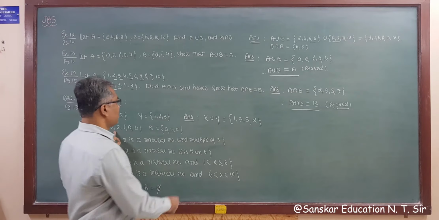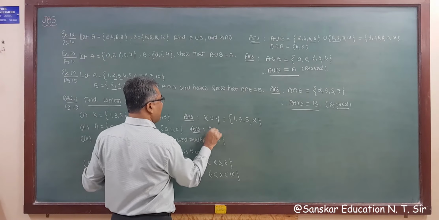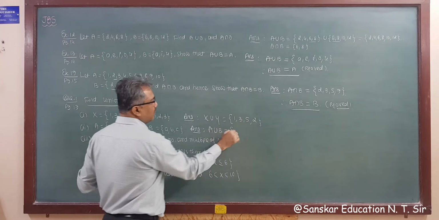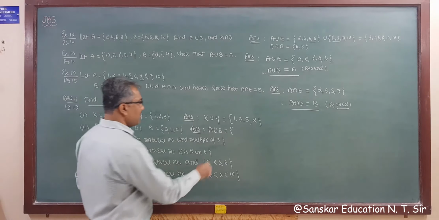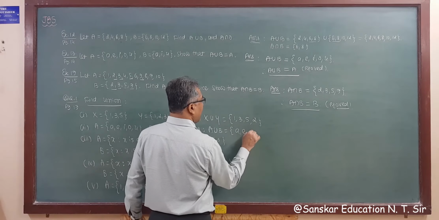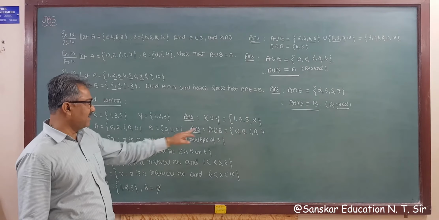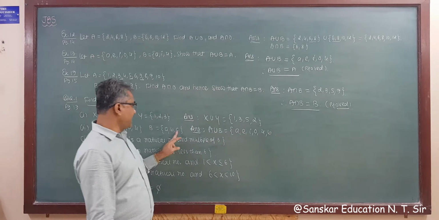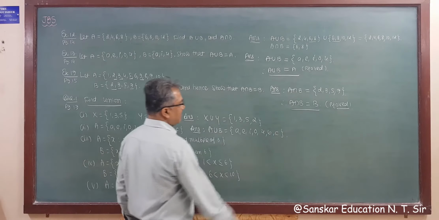Now for this one, A union B is equal to A, E, I, O, U. I am writing all the elements first. So A, E, I, O, U. Now A is already there, B is remaining, so I am writing B. C is not there, so I am writing C. So this is your answer.